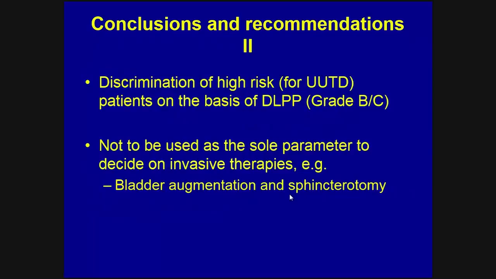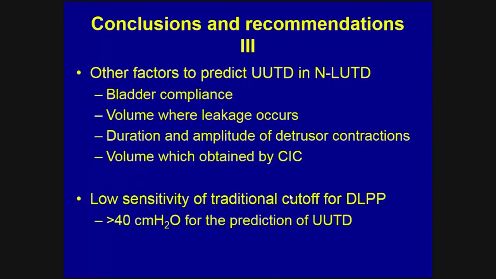Discrimination of high-risk patients on the basis of the LPP has been recommended again with the grade of B or C. However, we have to note that the LPP should not be used as the sole parameter to decide on invasive therapies in this patient group, such as bladder augmentation or sphincterotomy. Other factors that predict upper urinary tract dysfunction should be combined, such as bladder compliance, volume where leakage occurs, duration and amplitude of detrusor contractions, and volume that is obtained by CIC.